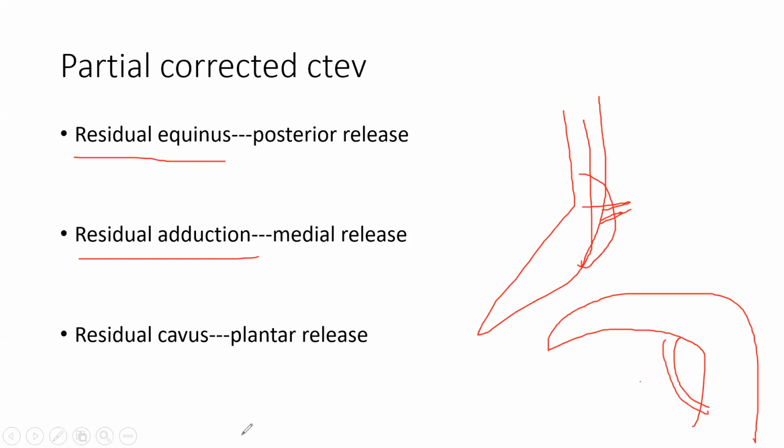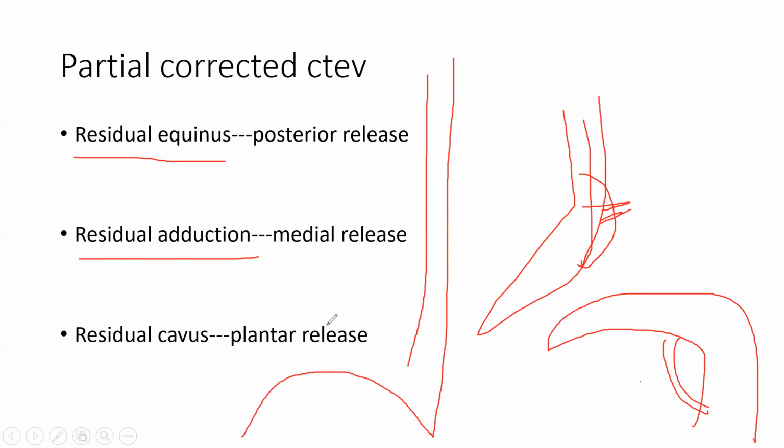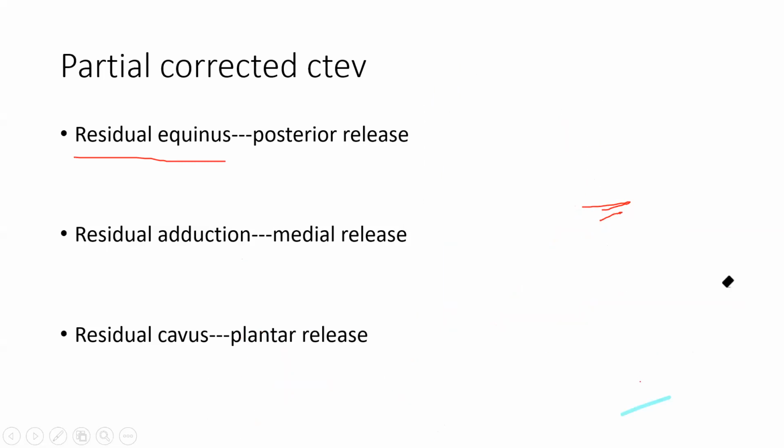Then you have a cavus. Cavus means the foot remains like this. The foot becomes like this, so cavus is cave-like. So you release it from the inside, you do a plantar release. So whichever deformity is there, you release it surgically, depending upon which deformity is present.